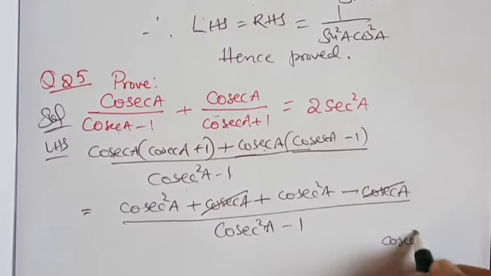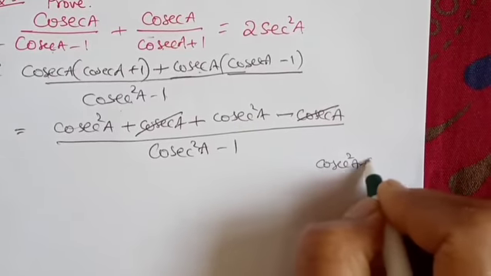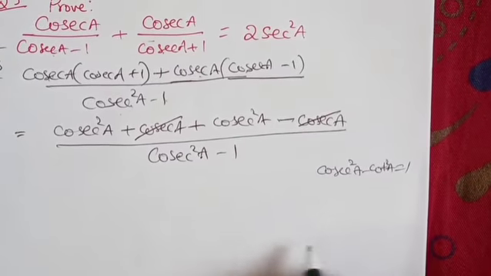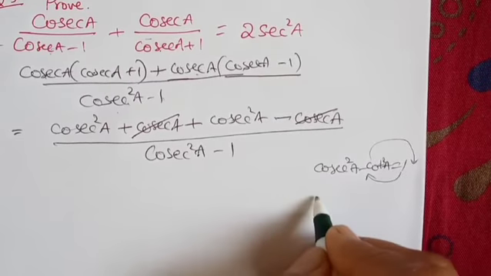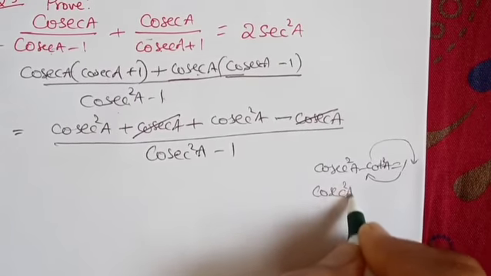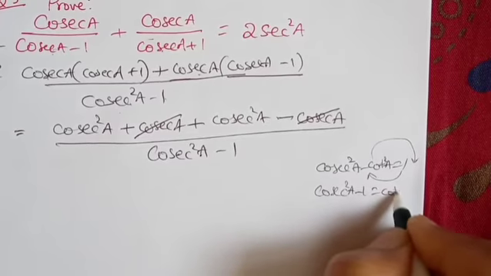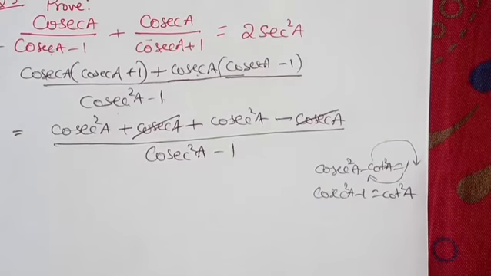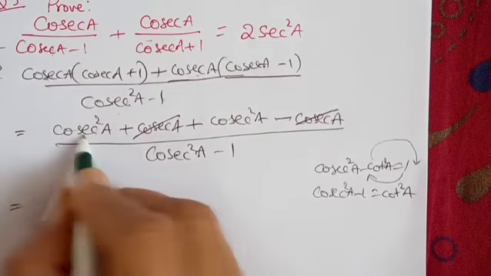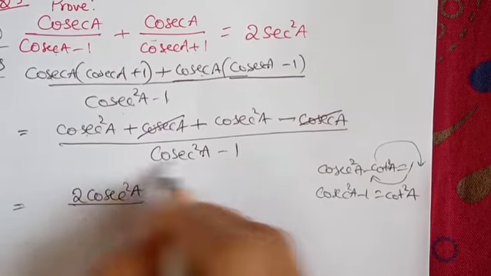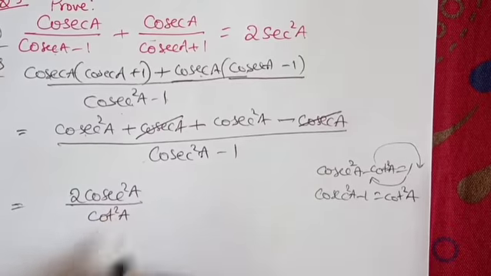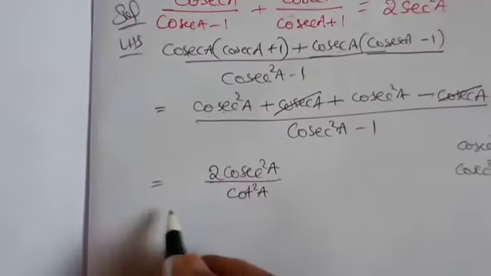We know that cosec square A minus cot square A is equal to 1. If I am transposing this to right and this to left, what you will get? Cosec square A minus 1 is nothing but cot square A. Now here cosec square is how much? 2 cosec square A by cot square A. Okay, now we will simplify this.